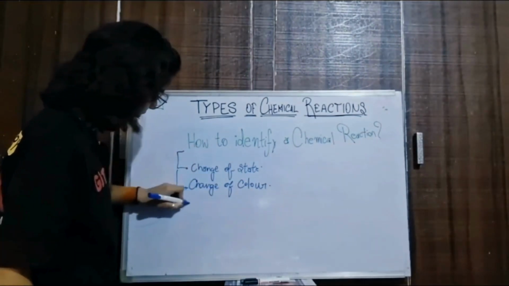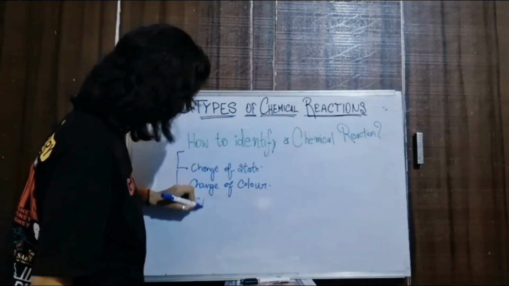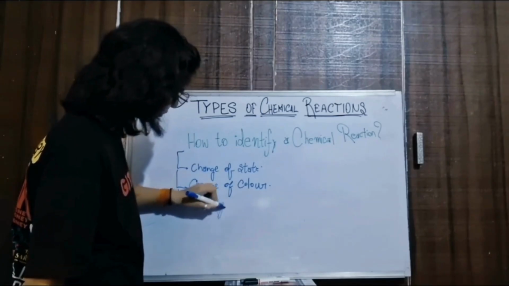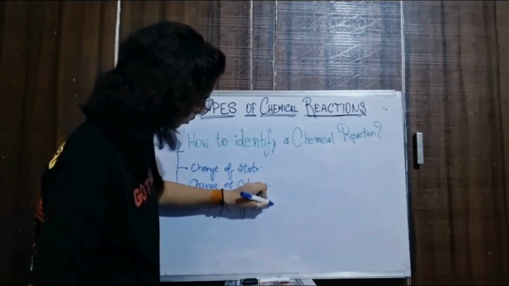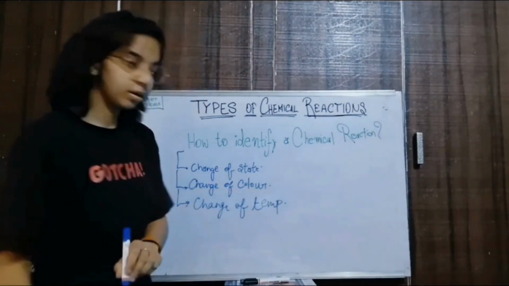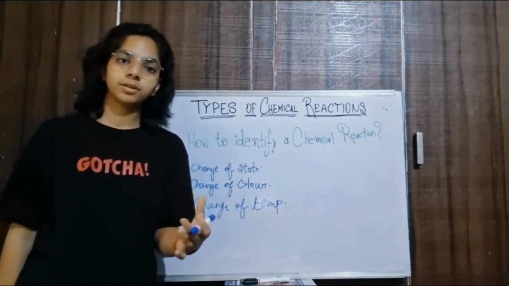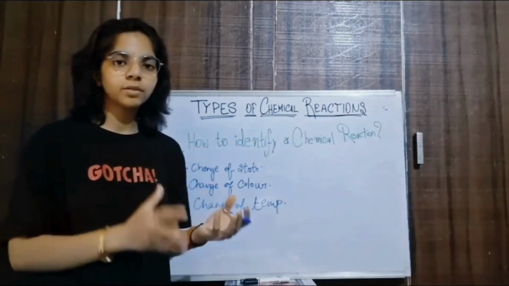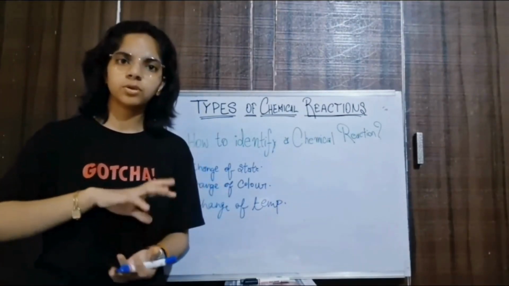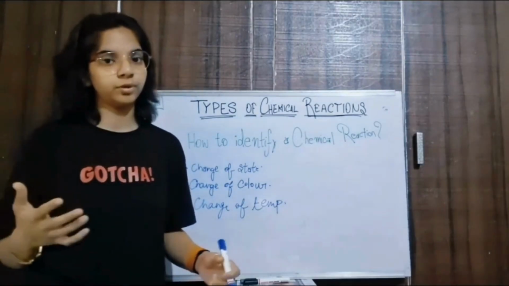Now the next is change of temperature. If any chemical reaction takes place, sometimes the temperature is changed. Sometimes when the product is formed, a large amount or a few amount of heat is evolved.